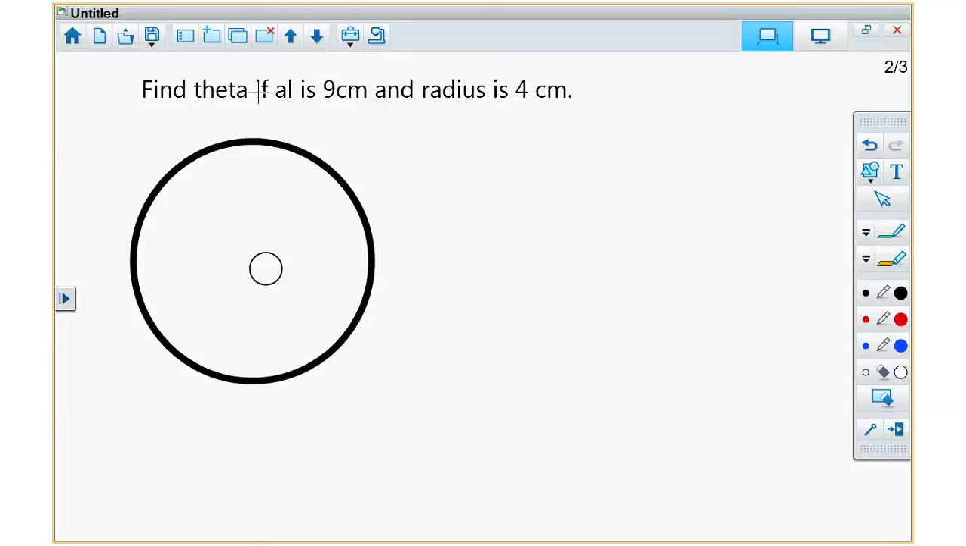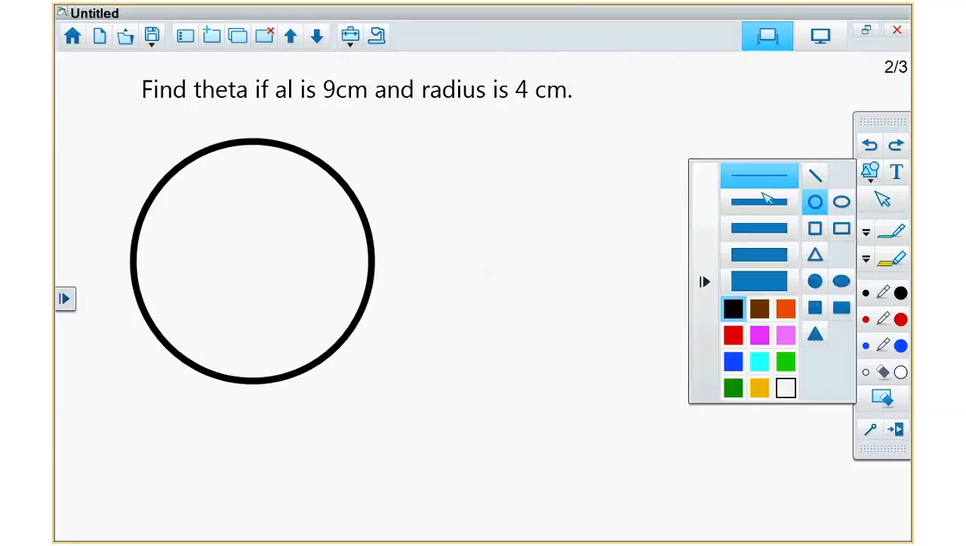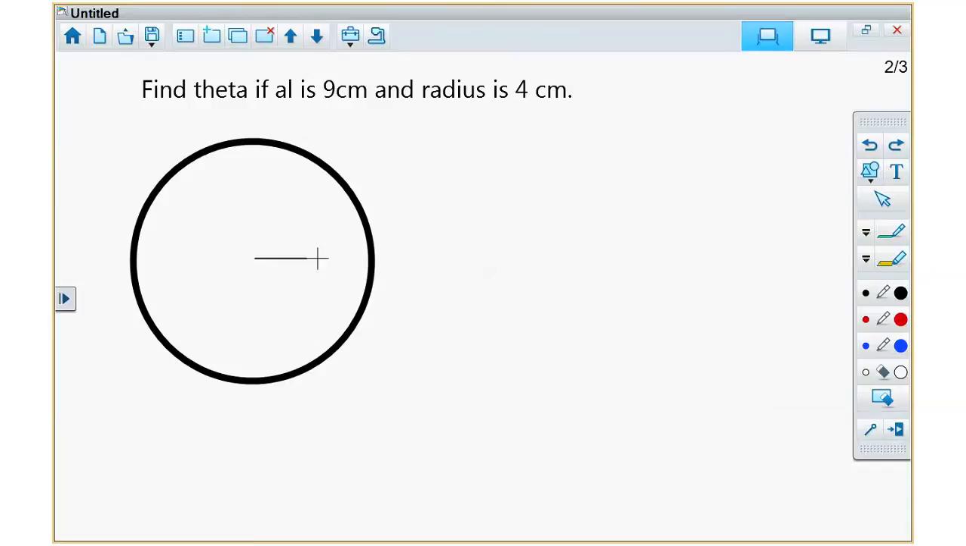Really? I don't know what it is, but I figure if the radius is half of the arc length, I would suggest that this is probably what?